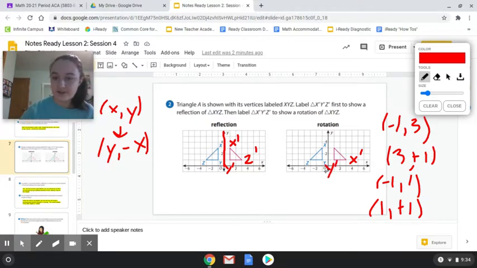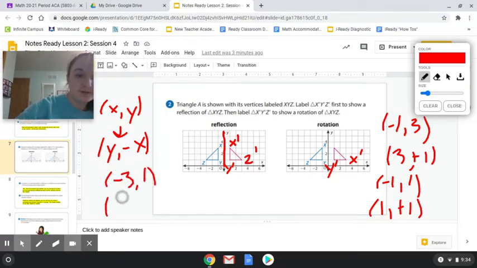And then for your z, you are at negative 3, 1. So again, that's negative 3, 1. Flip the order, so 1, negative 3. And what was your x becomes positive, so this is now positive. So we're at 1, 3. So 1 over, 1 up 3. So here's now your z prime.